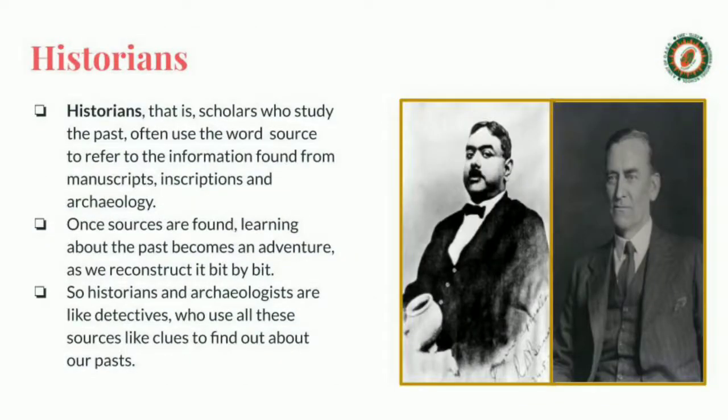Now, who are called historians? Historians, that is scholars who study the past, often use the word source to refer to the information found from manuscripts, inscriptions and archaeology. Once sources are found, learning about the past becomes an adventure as we reconstruct it bit by bit. So historians reconstruct all the incidents one by one, bit by bit, and it is very interesting. Historians and archaeologists are like detectives who use all these sources like clues and find out about our past.